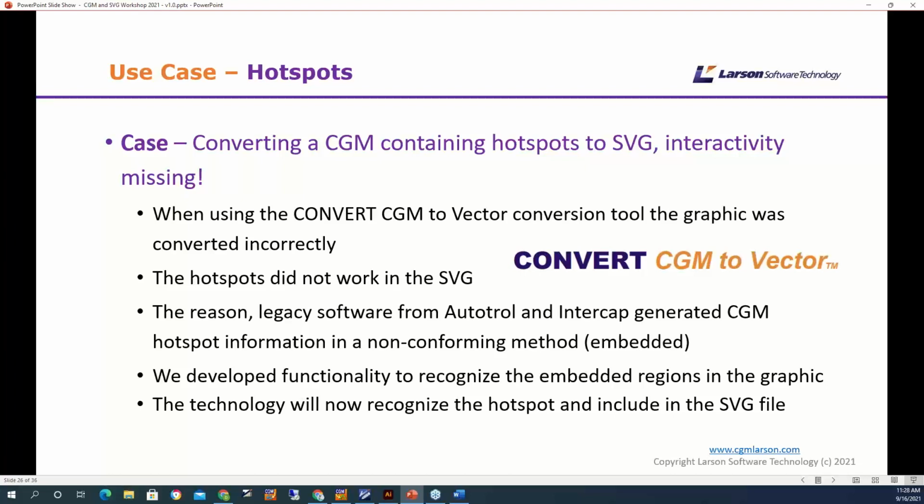Kind of connected to this is that this is just one use case that we came across where we had CGMs that were created in a legacy software, quite old now, based on Unix called Autotron and Intercap, and they had their own way of generating CGM files, which wasn't really conforming to the spec. So when a customer tried to convert the CGMs to SVG, the conversion took place, but there was no hotspot information because of the way that they were written in. And this is within a CGM file. So we developed functionality to recognize the embedded regions within the graphic, and then obviously sorted that problem out, recognized the hotspot, and then it put them in the SVG. So it just shows you kind of our experience, and we're working with these formats every day. So you should definitely draw on those experiences if you have any issues.